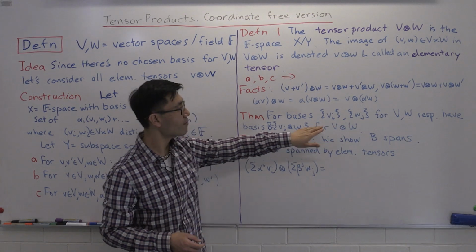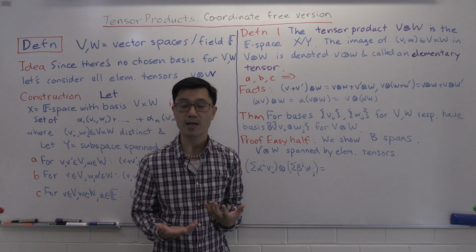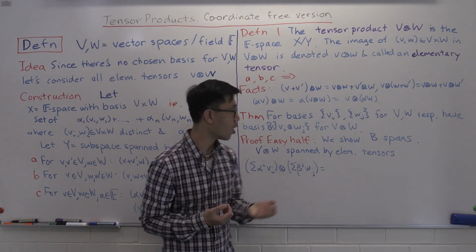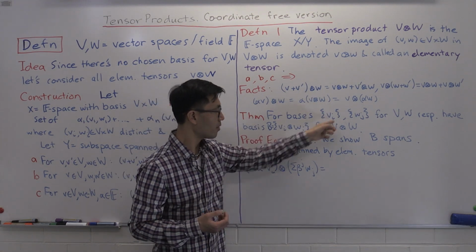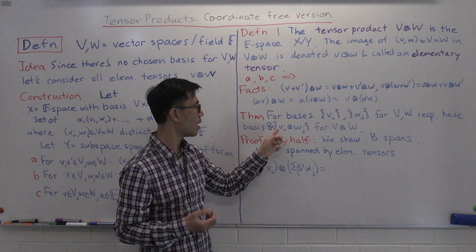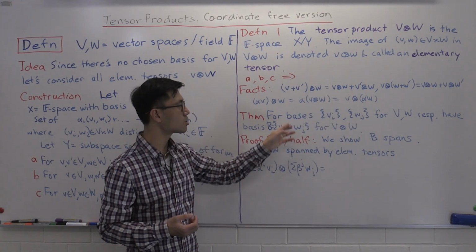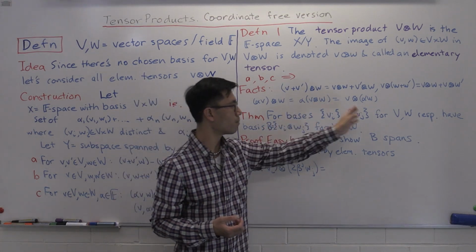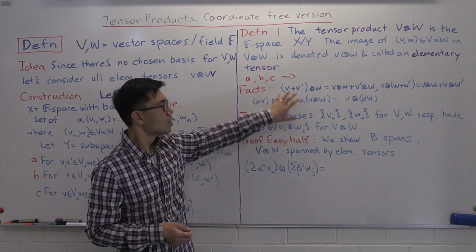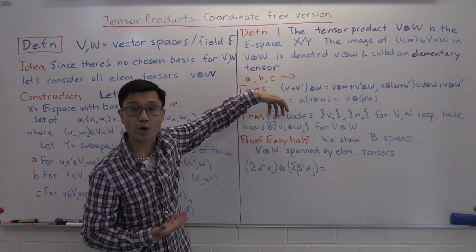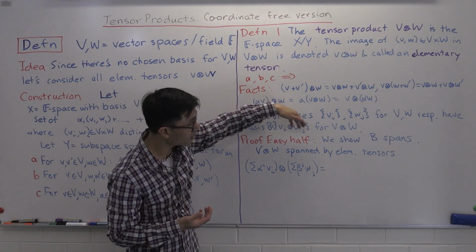Then I claim that we actually have a basis for V tensor W using this definition, and the basis is the same one as we saw in the previous video. That's V_i tensor W_j, where i runs through all the indices of the basis elements of V, and the W_j run through all the possible basis elements of W. So the number of basis elements is the product of the sizes of the bases. Essentially, the way we defined the coordinate definition of the tensor product was just a vector space whose basis was given by things of this form.